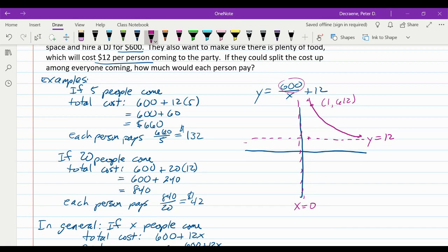On the other side, it'll be a mirror image down here. We don't care about this negative one so much because we can't have negative people come, but that's what the graph looks like. And we can use that graph to figure out how much each person pays depending on how many people there are. I'll leave the analysis of this one to you.